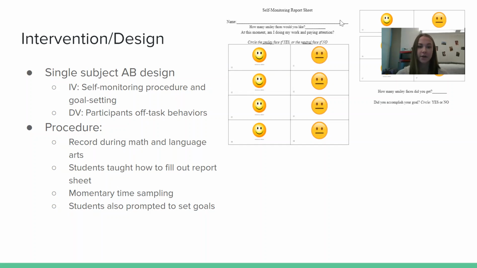In addition, momentary time sampling was used, which means that every 5 minutes, I would prompt the students to circle either the smiley face if they thought they were on task or the neutral face if they thought they were off task. In addition, the students were also prompted to set goals. So they were asked before the intervention how many smiley faces they would like, and at the end they recorded how many smiley faces they got and whether they accomplished their goal.